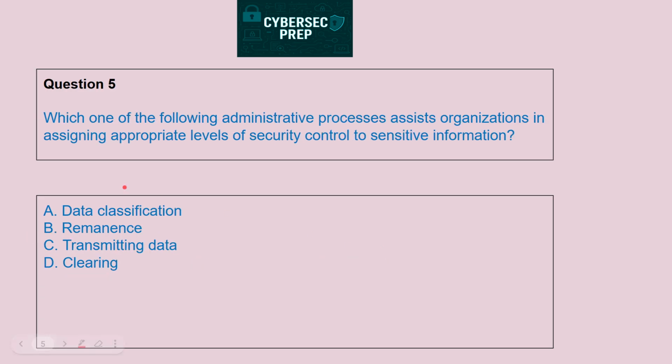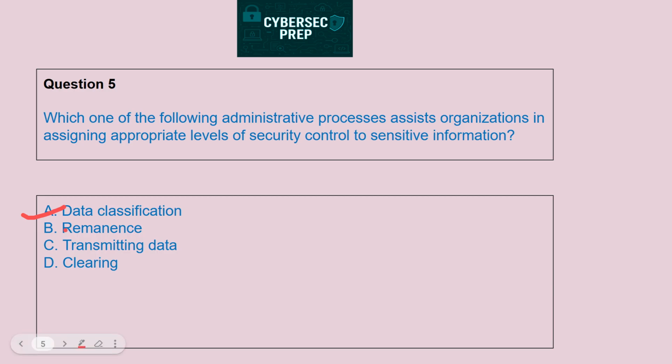Question number 5. Which one of the following administrative processes assist organizations in assigning appropriate levels of security control to sensitive information? Again, this is very easy. I hope you all have selected option number A, data classification. Reason being, the need to protect sensitive data drives data classification. Classifying data allows organizations to focus on data that needs to be protected rather than spending effort on less important data.